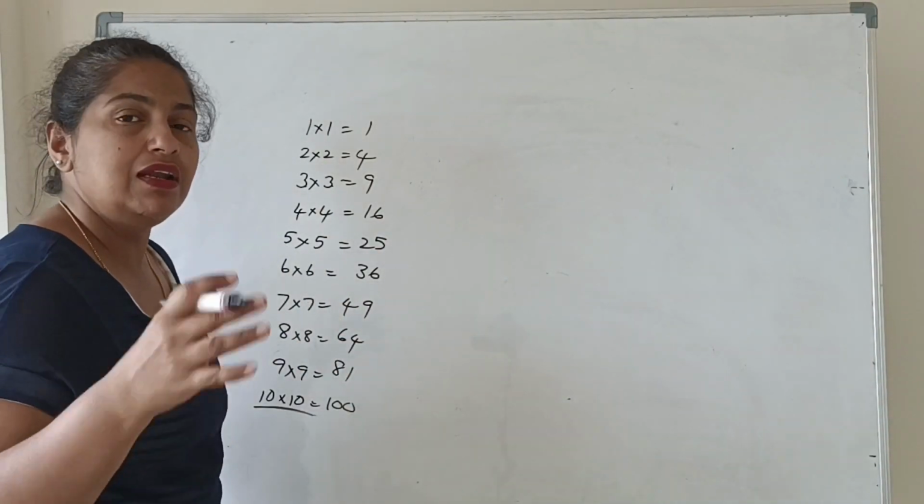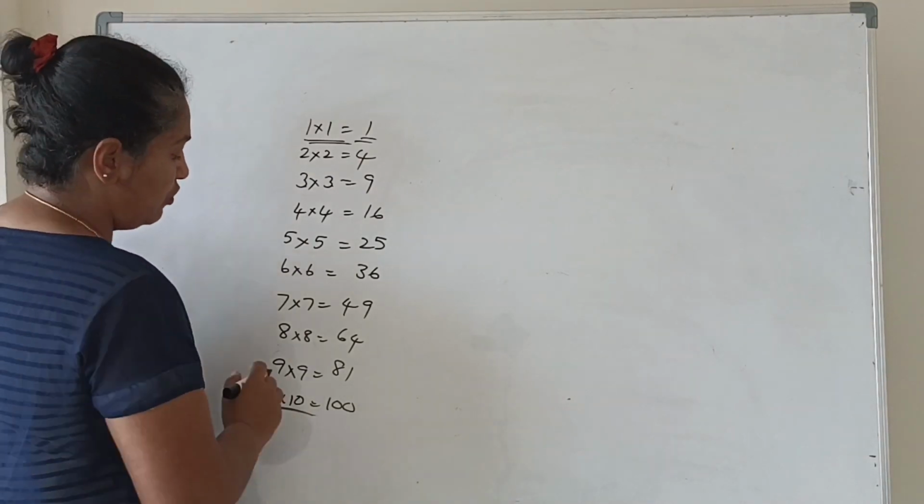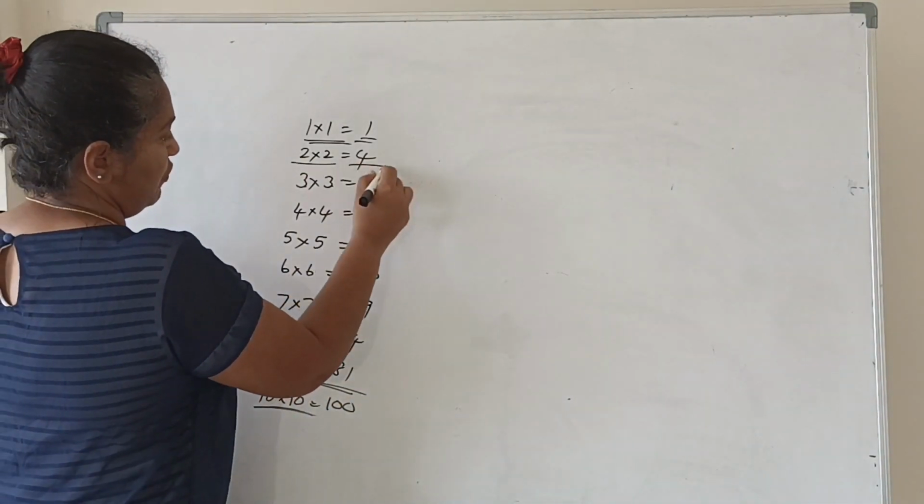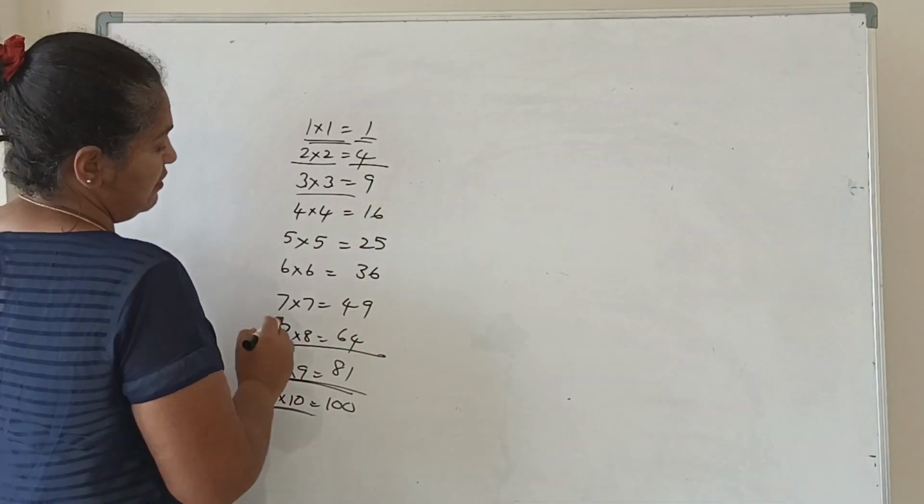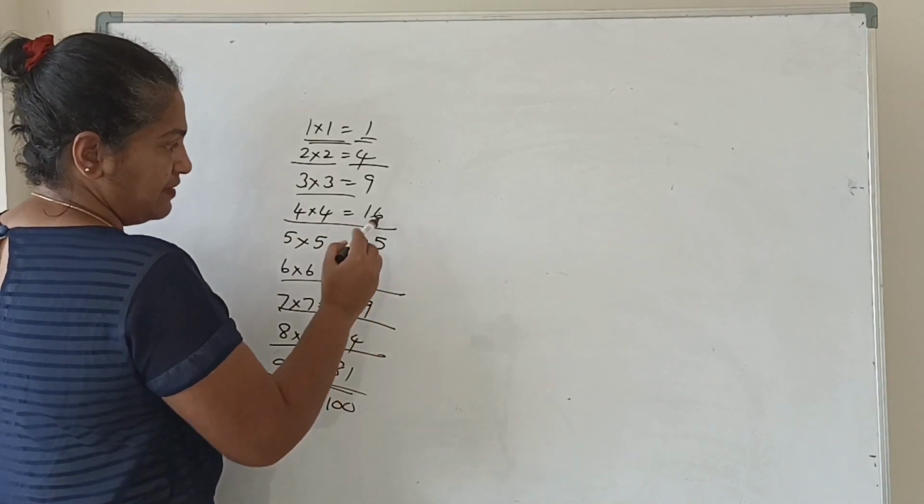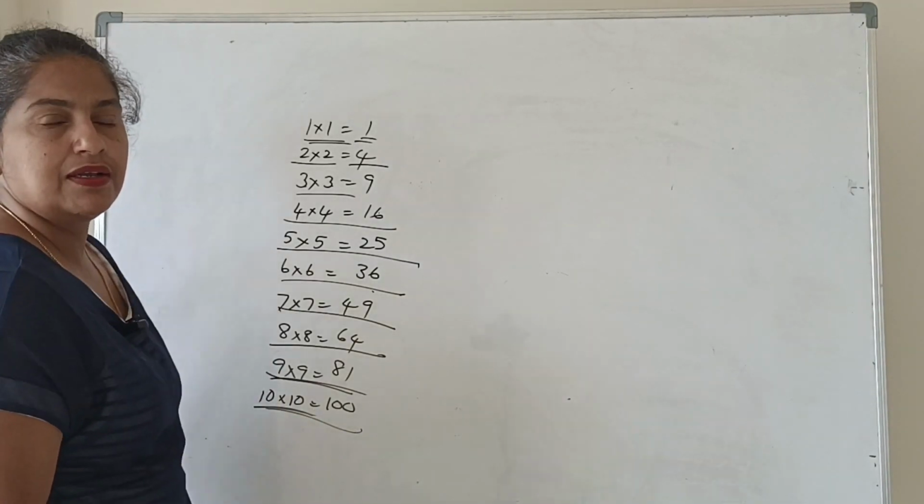from this table, the square of 1 ends with a 1. So does the square of 9. Correct? Square of 2 ends with a 4. So does the square of 8. Square of 3 ends with a 9. So does the square of 7. 4 into 4 is 16. 6 into 6 is 36. The last digit is 6. 5 into 5 is 25. And 10 into 10 is 100.